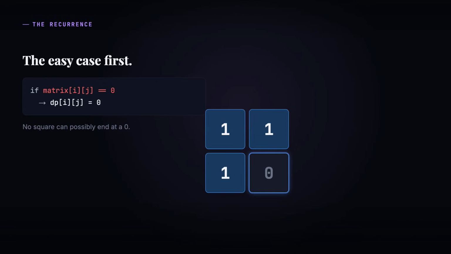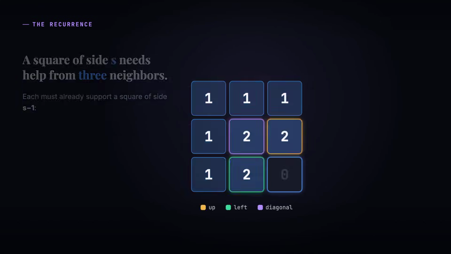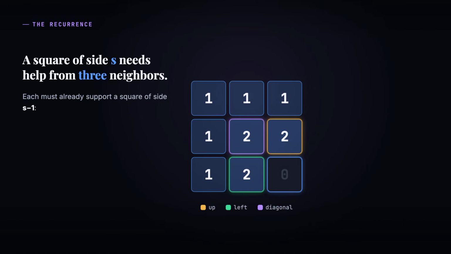First, the easy case. If the matrix has a 0 here, no square can possibly end at this cell. dp is 0. But if the matrix has a 1 here, this is where the magic happens. A square of side S ending at this cell needs a square of side S minus 1 ending at the cell above, at the cell to the left, and diagonally up left. All three must support it.